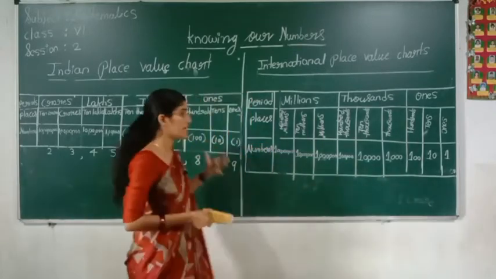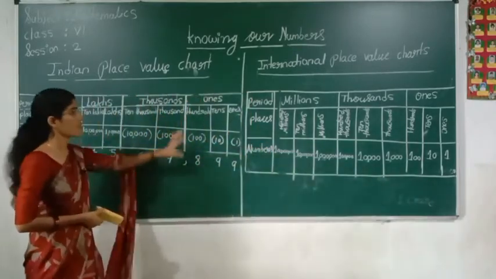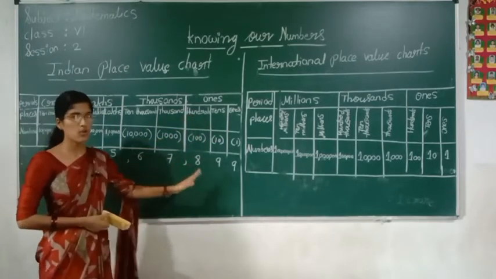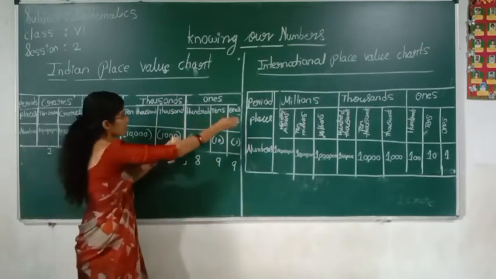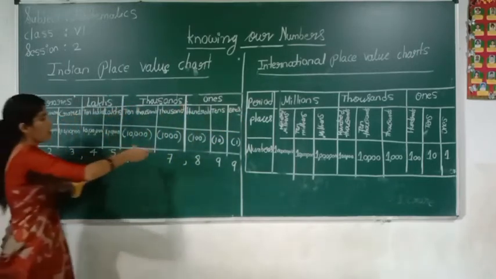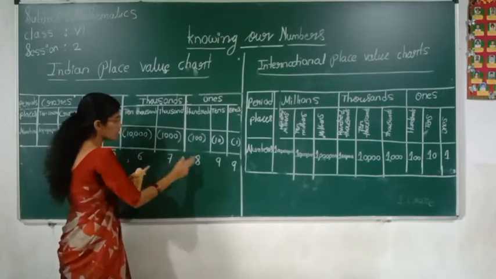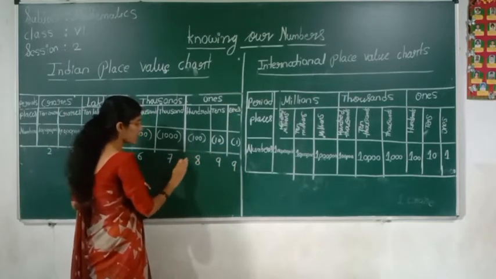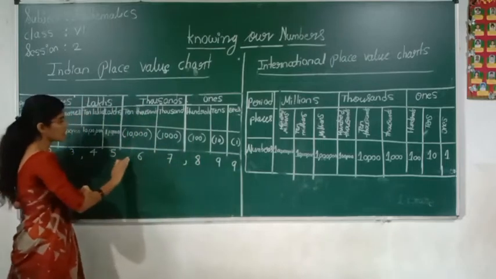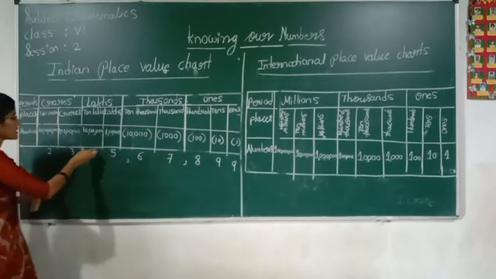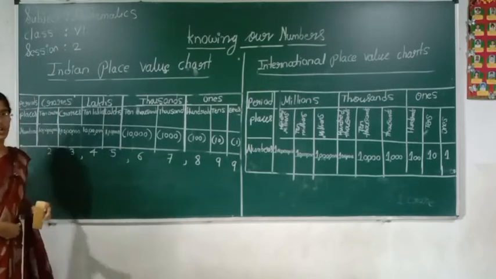Yes or no? In the Indian place value chart, after every period we are going to give a comma. After every family, this is one family, second, third, fourth family. After every family we are going to give a comma. First in hundreds, after the 100 place we are giving a comma. Afterwards the thousands family, afterwards lakhs, afterwards crores.